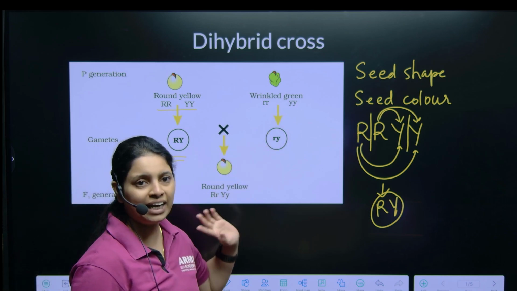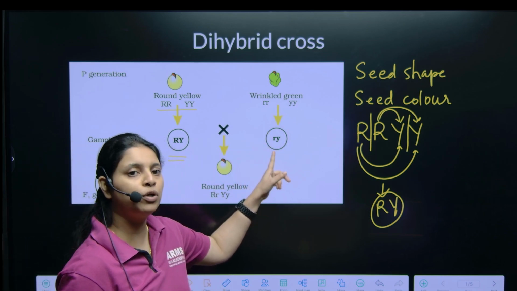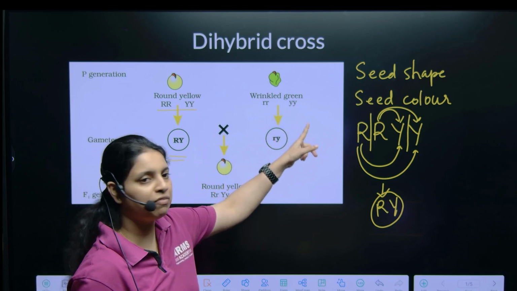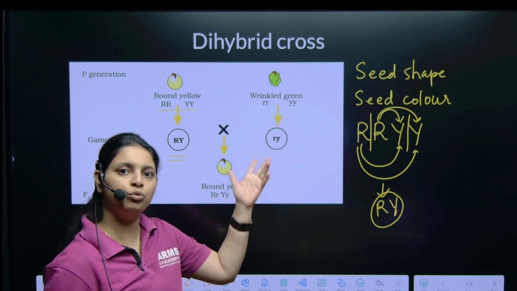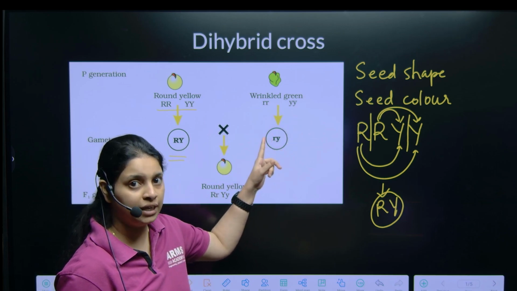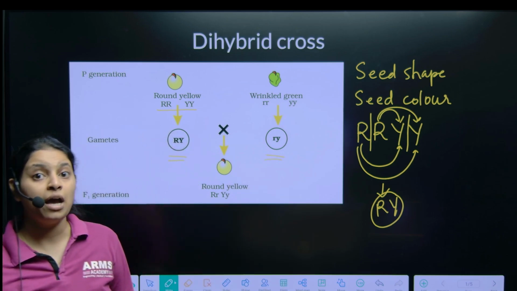Similarly, for the second plant with wrinkled green seeds, here also we have only one type of gamete. See, here R will separate, Y will also separate. Any R from here can move with any Y. You take any combination, you will get small r, small y combination in the gamete. So here also only one type of gamete is produced.